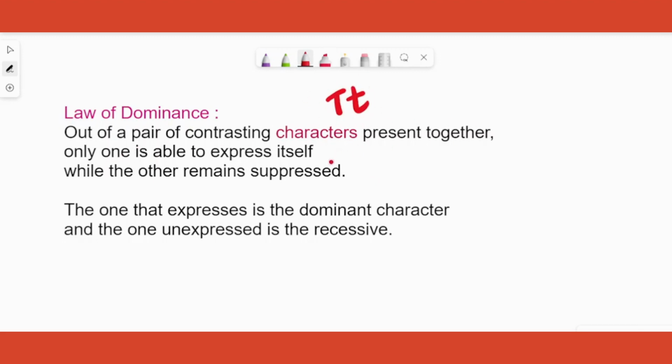One is able to express itself. In this case, which one is expressing itself? This is expressing itself while this is getting masked. Right? And that is the law of dominance. What is the law of dominance? Out of a pair of contrasting characters, capital T and small t together, one among them is expressing itself and that is called the dominant one. The one that gets masked is called the recessive character. Alright, so that is the law of dominance. In the next video, we will understand the next two laws using dihybrid cross.